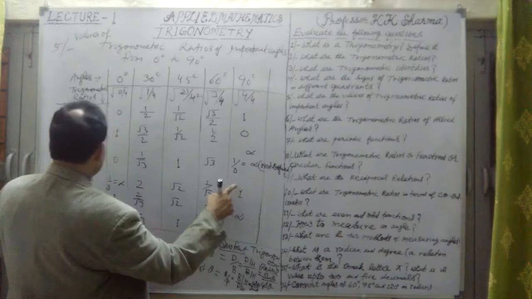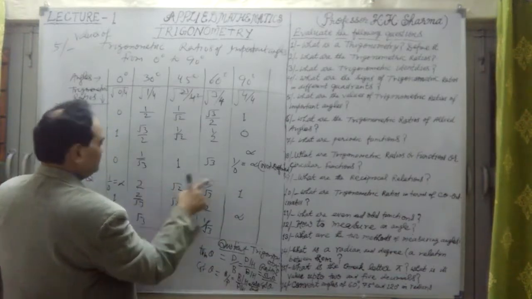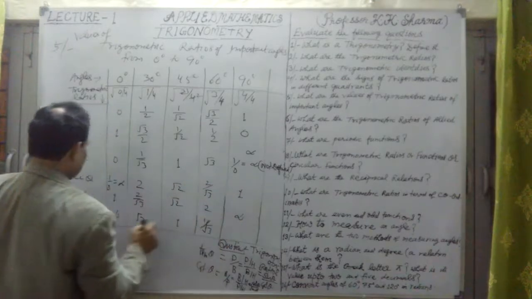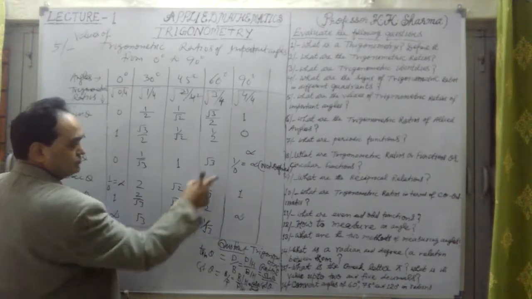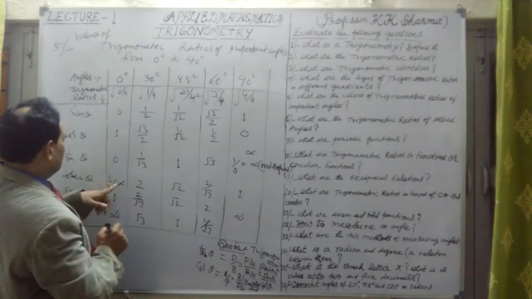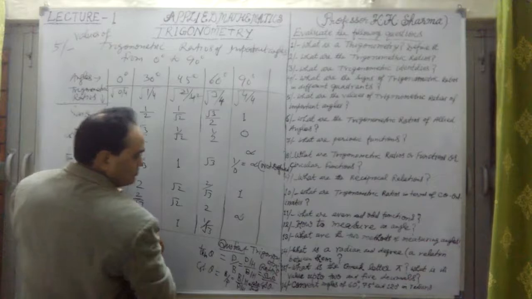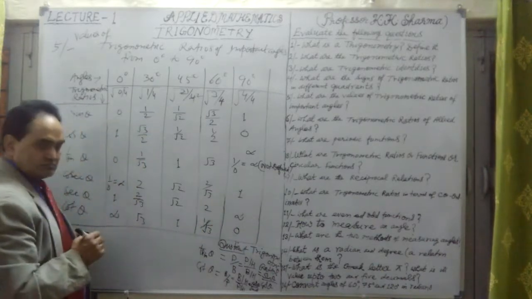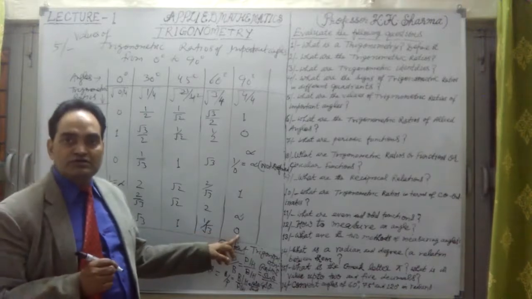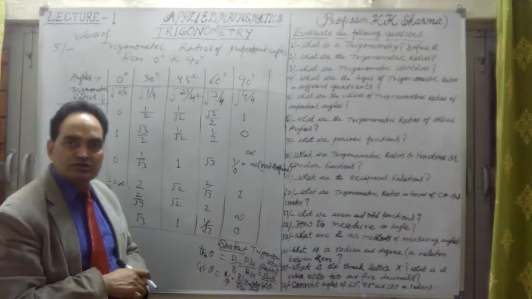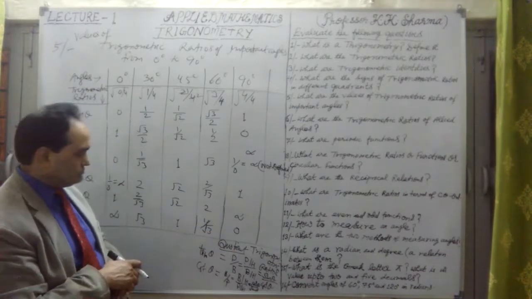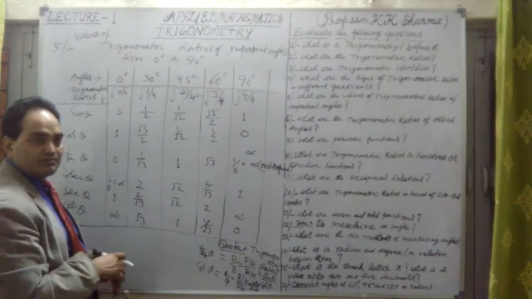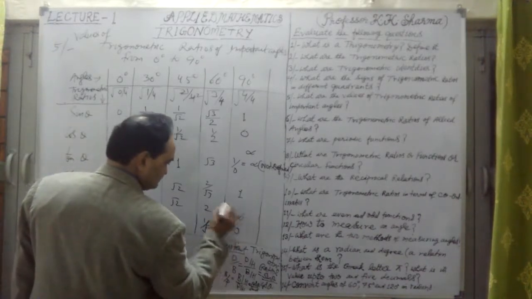And for tangent, cot 90 degree, that's 1 upon this. So 0 here. Because 1 upon infinity means 0 upon 1, that means 0 here. Okay, so cot 90 degree is 0. Cot 90 degree is 0 here.